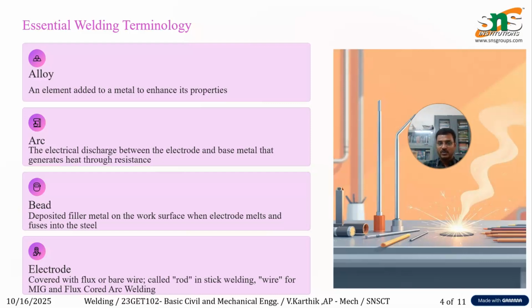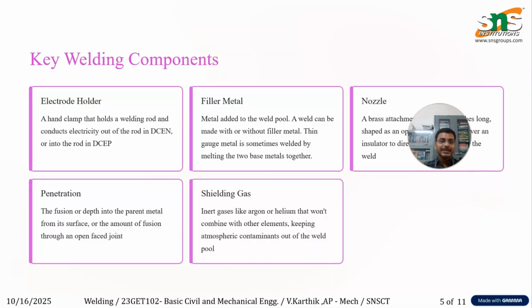The filler material is deposited on the work surface when the electrode melts and fuses into the steel. It acts like a filler material: it melts based on the metal and joins. Electrodes are covered with flux, or are bare wire. It is called a rod in stick welding, wire in MIG, and tungsten in TIG welding. There are so many different types of welding we have.